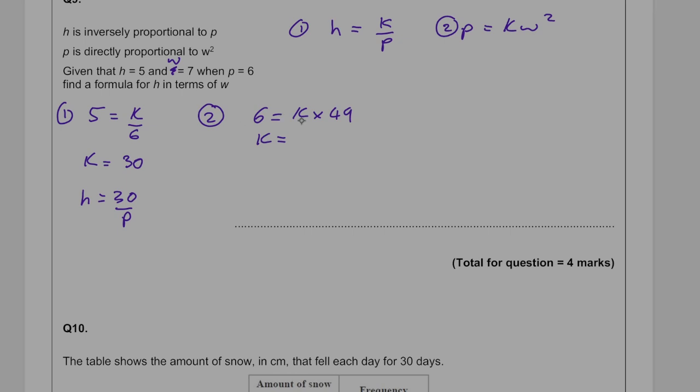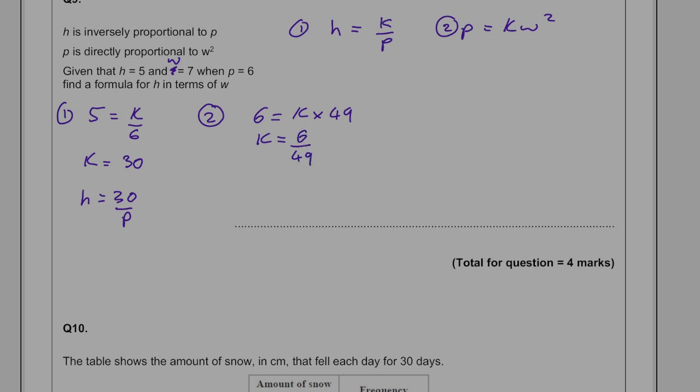What am I on about? I'm dividing by, so that would be 6 over 49. So our formula here then is going to be P is equal to 6 over 49 W squared. Right, we want H in terms of W, so we want to get rid of our P's. So H is going to be equal to 30 divided by 6 W squared over 49.